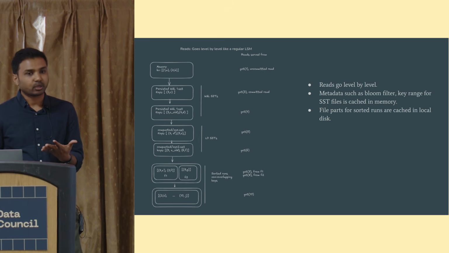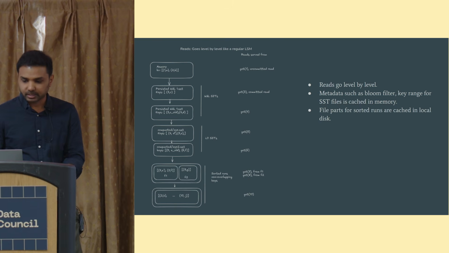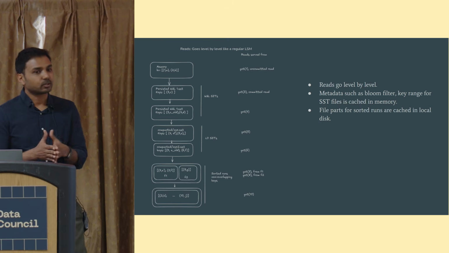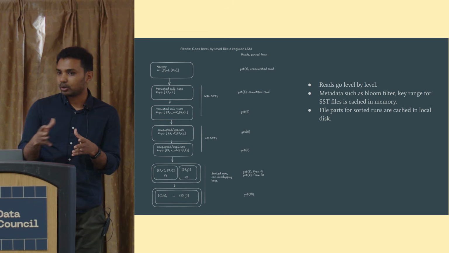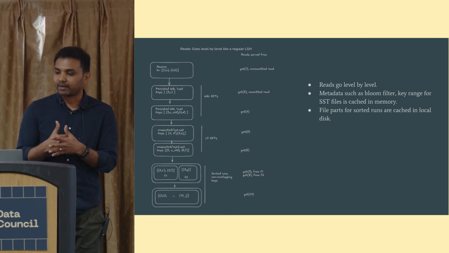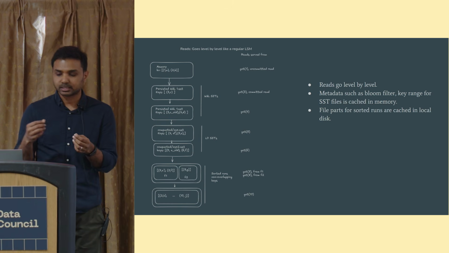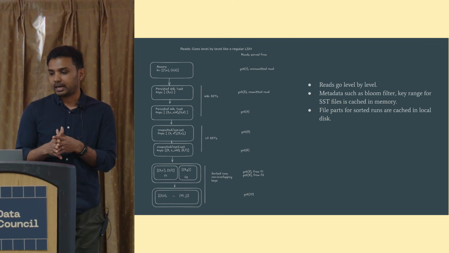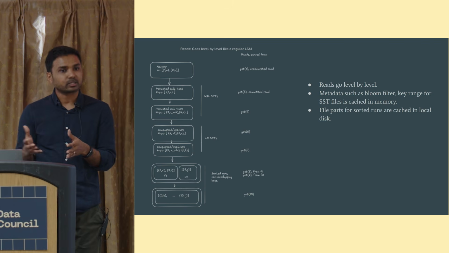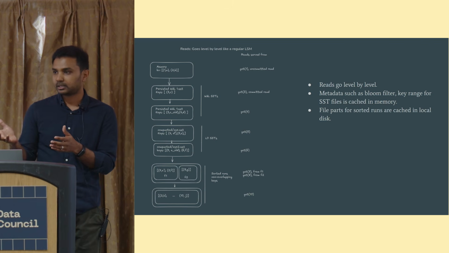There is a lot of caching going on. In memory, it stores the key ranges and the Bloom filter, so that's going to be used to ignore a lot of these files. The SST files are split into parts, and those parts are cached locally as well. And when available, that is used too. So that reduces the amount of data that it reads from S3.